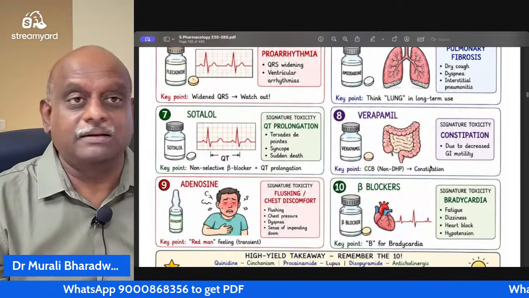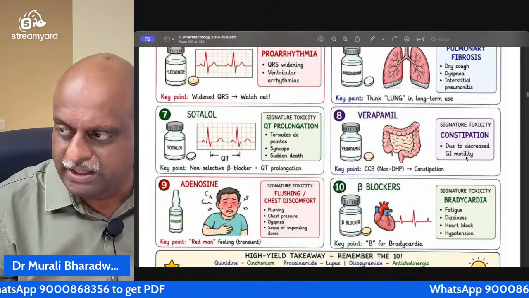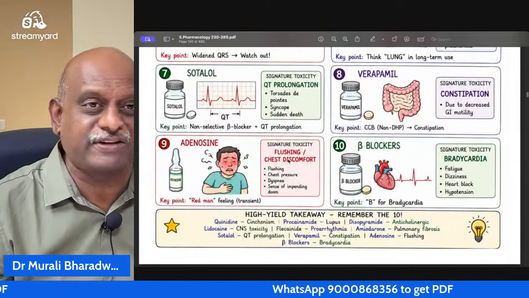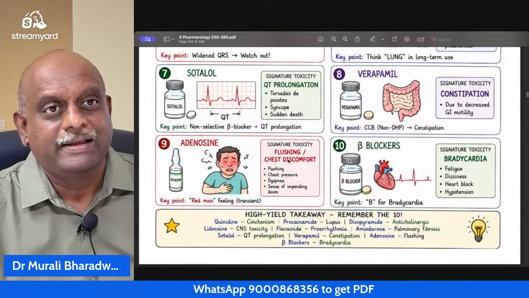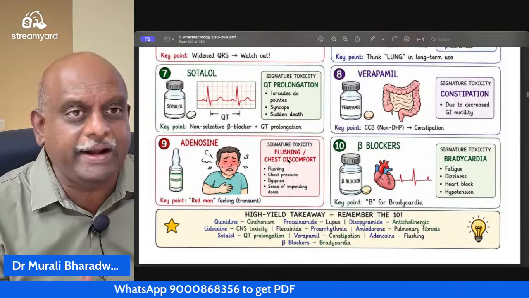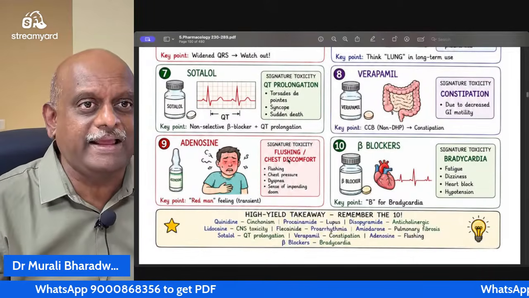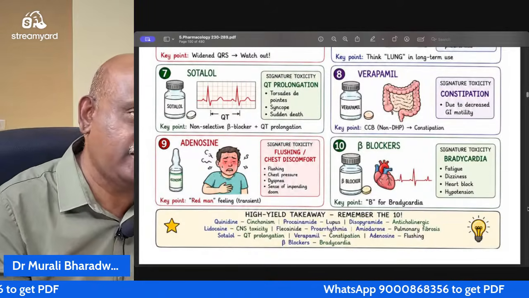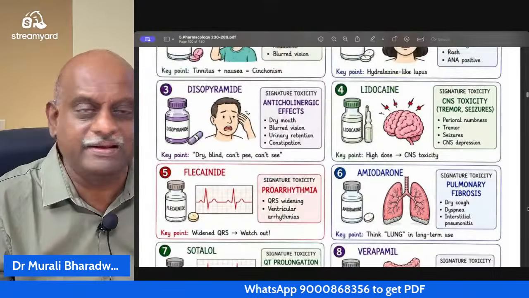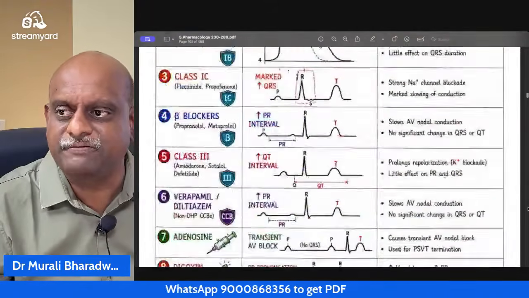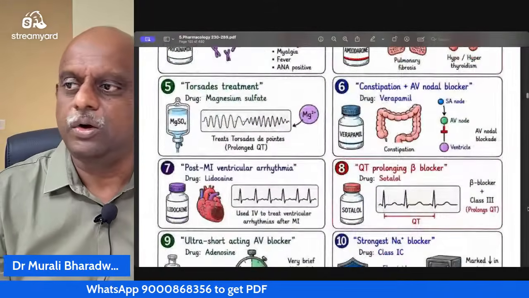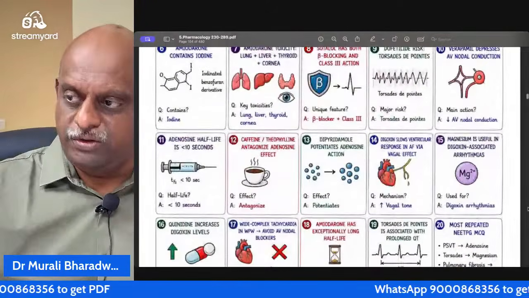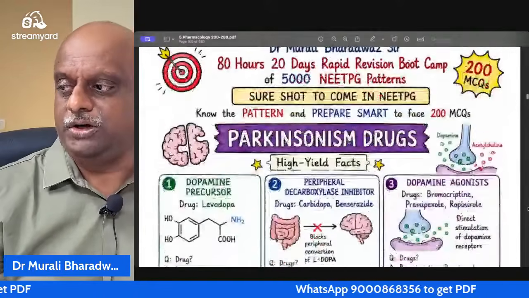Similarly, verapamil, a calcium channel blocker, can lead to constipation. Adenosine can lead to vasodilatation, causing flushing, chest discomfort, dyspnea, sense of impending doom, but that is transient. And beta blockers can lead to bradycardia. So don't forget these classical side effects which are frequently asked. Okay, doctor? Now I leave 20 points that you need to do the revision as a snapshot.